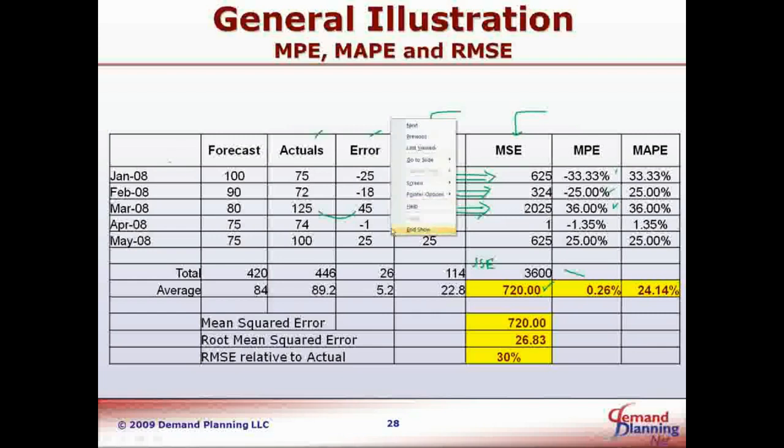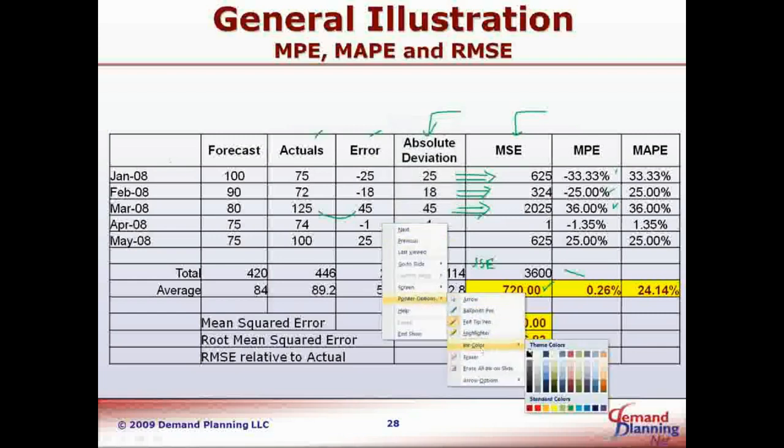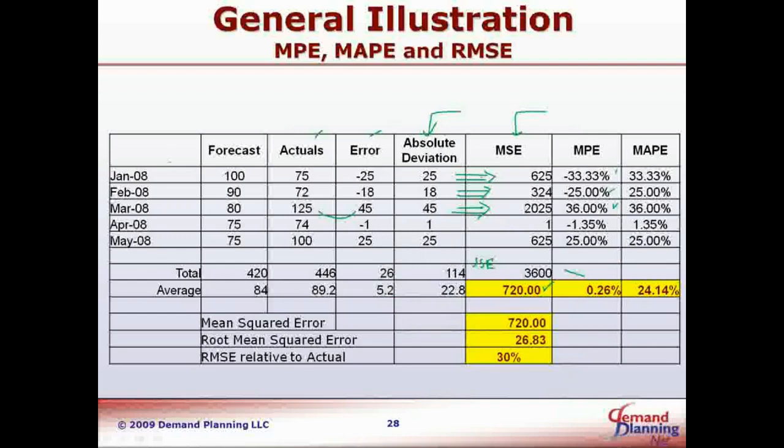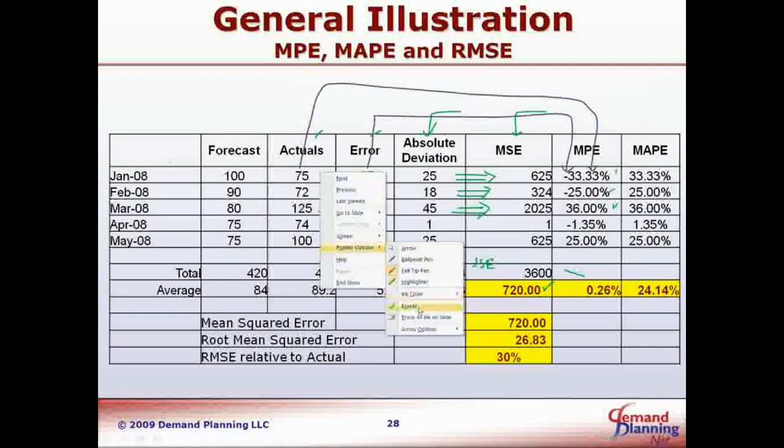So basically, you have SSE, and then you take an average of this. 3,600 divided by 5 gives you 720. Now, the 720 is your mean squared error. Then MPE: you take a percentage error each time. MPE is a signed error. So minus 25 divided by 75 gives you minus 33%. Minus 18 divided by 72 gives you minus 25%. Plus 45 divided by actuals of 125 gives you 36%.